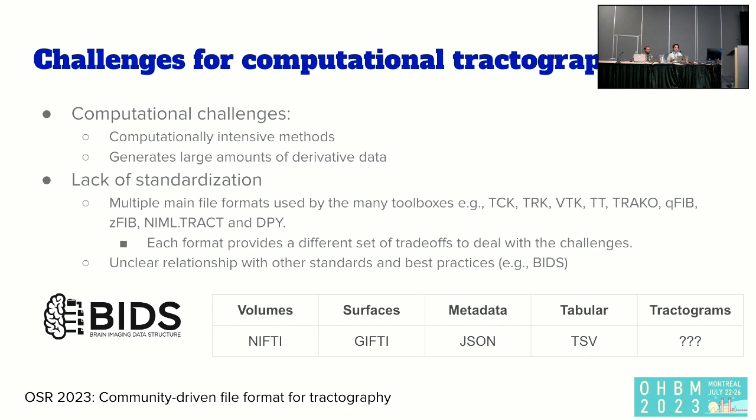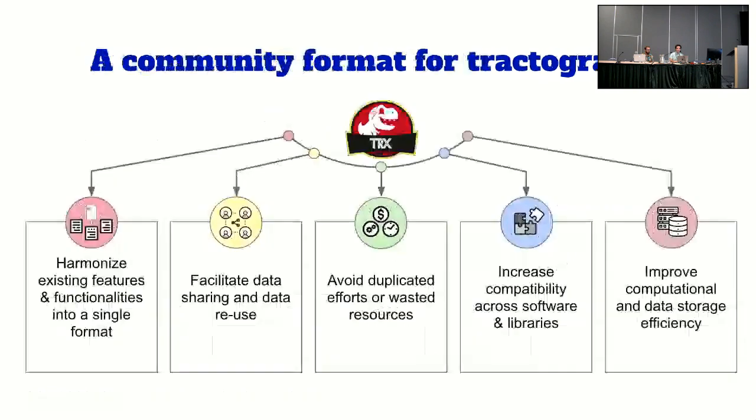Another problem beyond the basic interoperability of multiple file formats is that none of these have a clear relationship with other standards and best practices. For example, BIDS. BIDS has prescribed a standard file format for volumes, for surfaces, for metadata, for tabular data, but none so far for tractograms. Although there is a draft in progress that tries to square that circle a little bit. So those are all challenges.